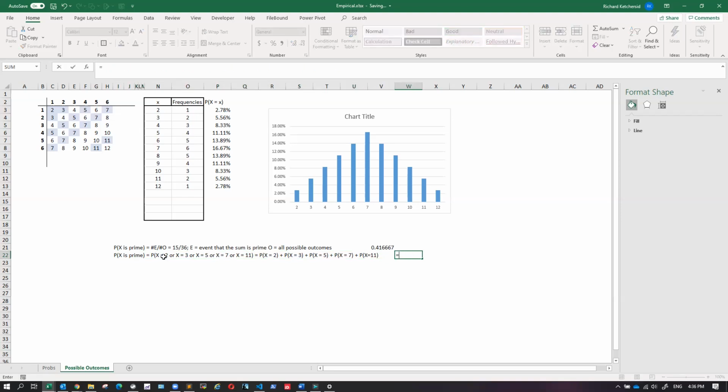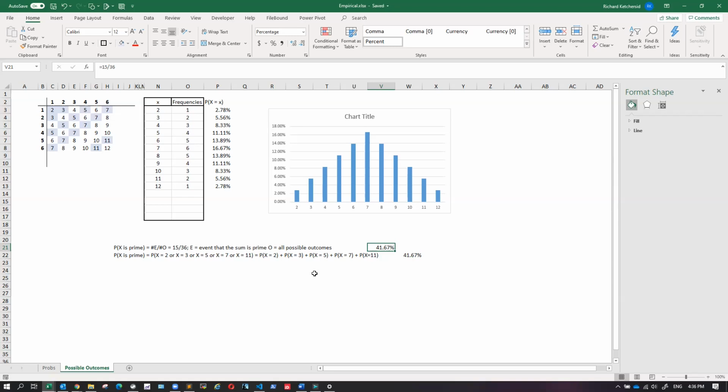So then I can say equals, well, what's the probability that X equals 2? That one right there, it's this here, plus the probability that X equals 3, that's this one, plus the probability that X equals 5, plus the probability that X equals 7, plus the probability that X equals 11. And so I get that. And now let me turn this into a percentage so we can compare nicely. And these are exactly the same. Okay, so that's what I was trying to get at.